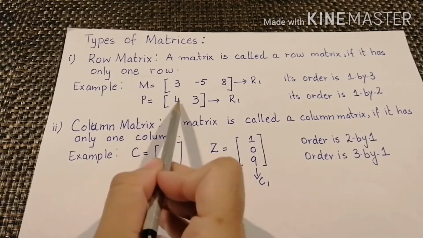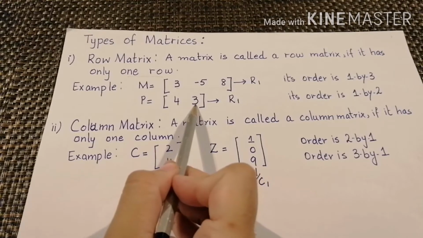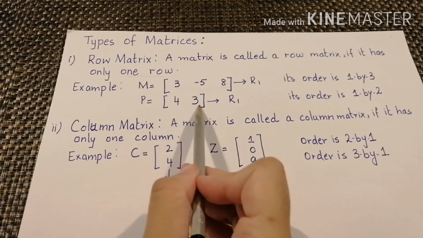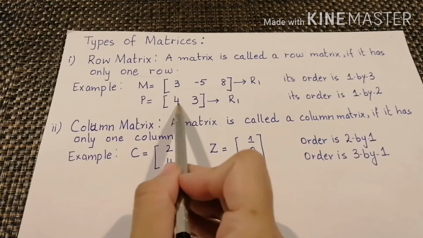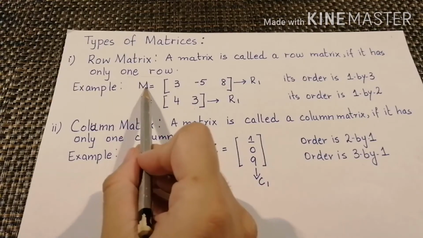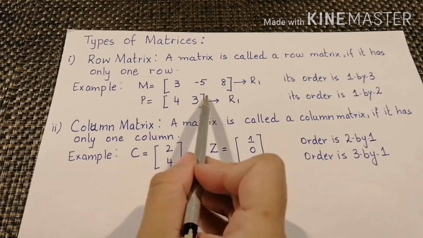P is equal to [4, 3]. Now we can see that the order of this matrix is one row and two columns. In this way, we can say that M and P are row matrices.